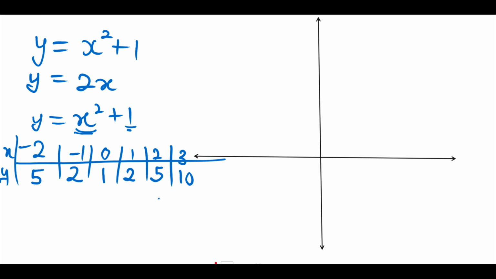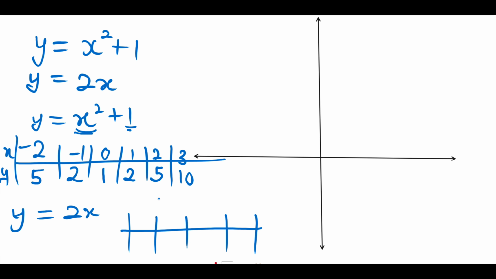Okay, now let us consider the linear function, which is y is equal to 2x. We are going to get a table for y is equal to 2x. I'm using the same range of x values. I'll start with negative 2, negative 1, 0, 1, 2. You can use any range of x values, but I don't want to consider a range that will involve a lot of numbers, so that is why I've restricted it.